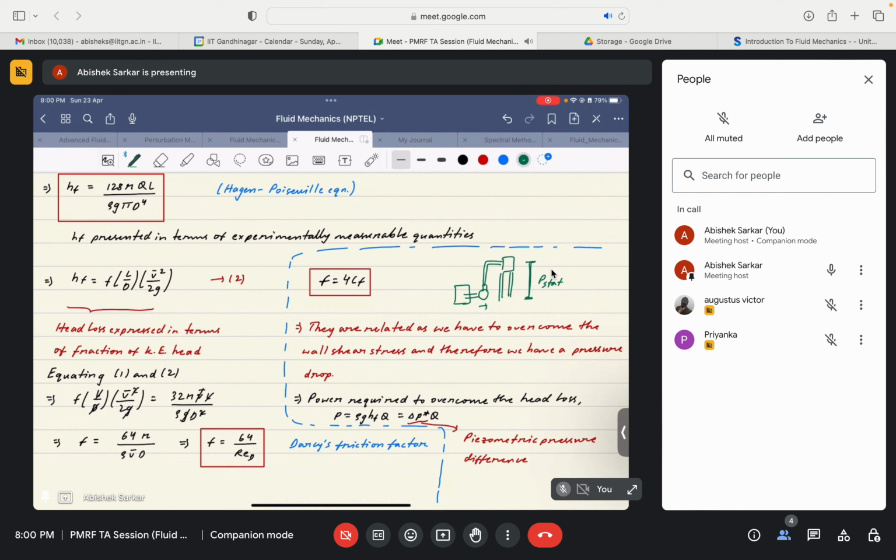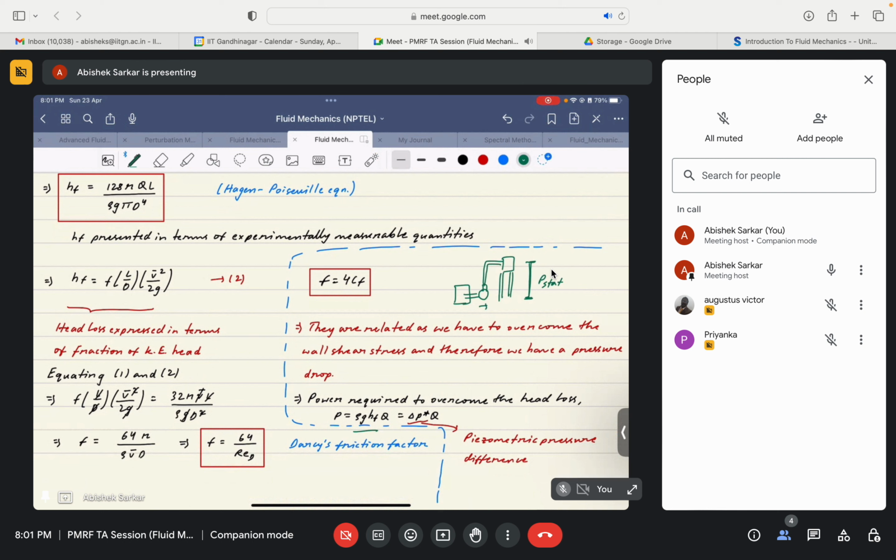Say for example, gas being pumped from the refineries or from storage to our homes, or fluids being transferred from the storage tanks to our homes. In that traversing distance also it has to overcome the viscous stresses. So in those cases, the pressure head loss because of viscous stresses comes into the picture. And for pumping, the expression for the pump power required to pump this liquid is given by rho g hf. Basically it is del p star q, where p star denotes the piezometric pressure difference.